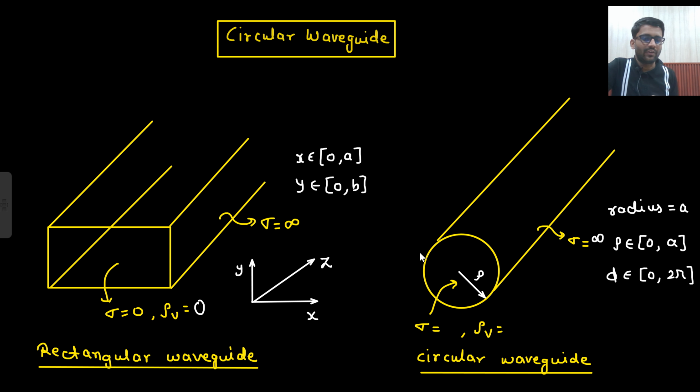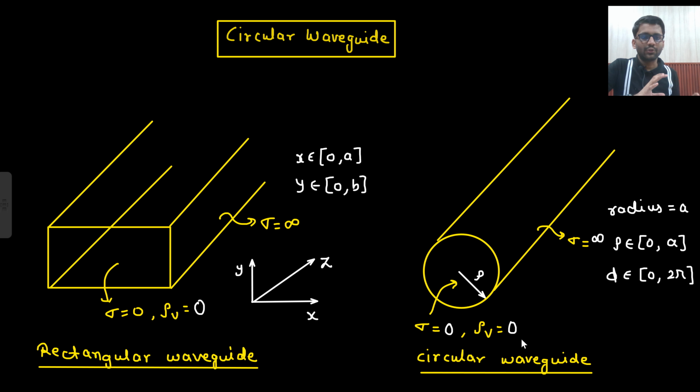So this is our circular waveguide, and the material inside it, because this will be a hollow structure, is perfect dielectric. Perfect dielectric means sigma is equal to 0 and rho v is also equal to 0. There is no charge density and there is no conductivity. So the material is perfect dielectric. Is that clear to you?